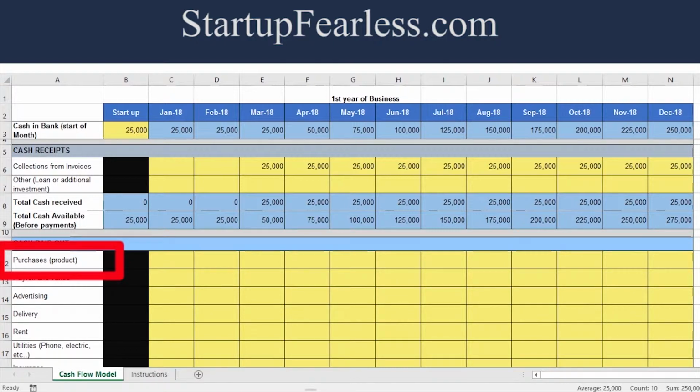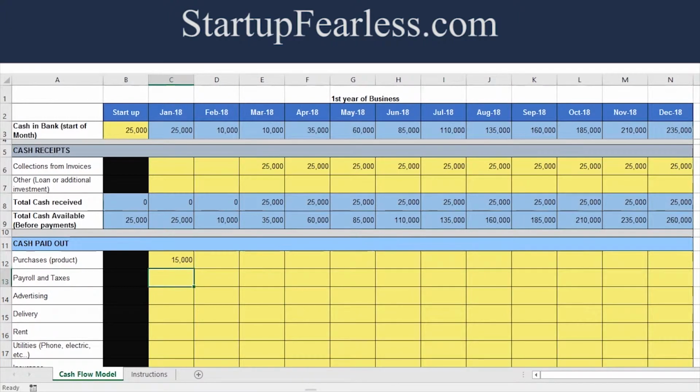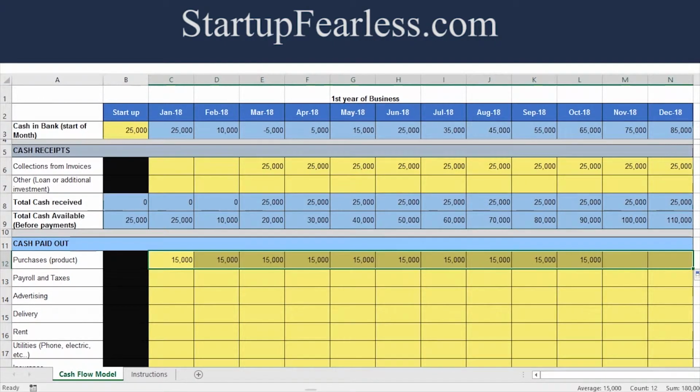So row 12 is purchases for product. This is going to be used for the equipment that we're going to buy and then sell to the customer. Remember, we said the customer is going to buy $25,000 worth of equipment each month at a 40% margin. Our cost for the equipment is $15,000. So what we'll do is we'll put $15,000 into month one, and it's going to be a monthly cost because every month we're selling $25,000.